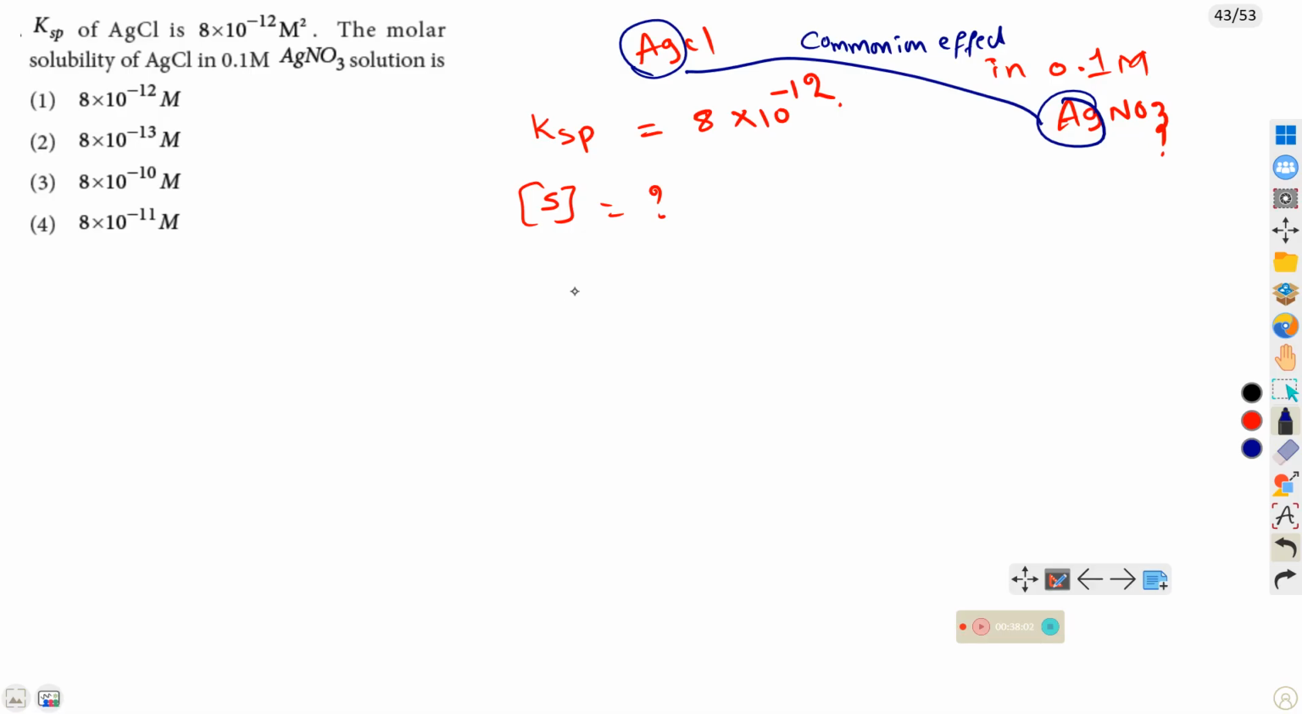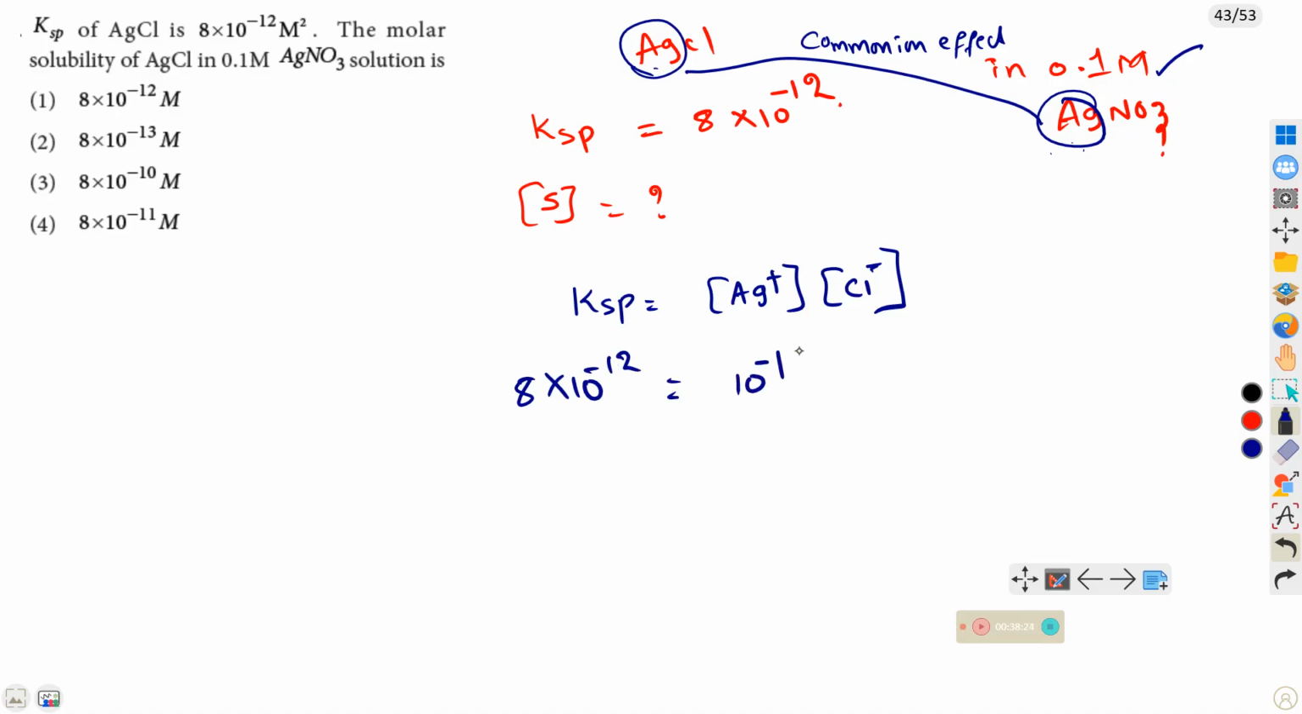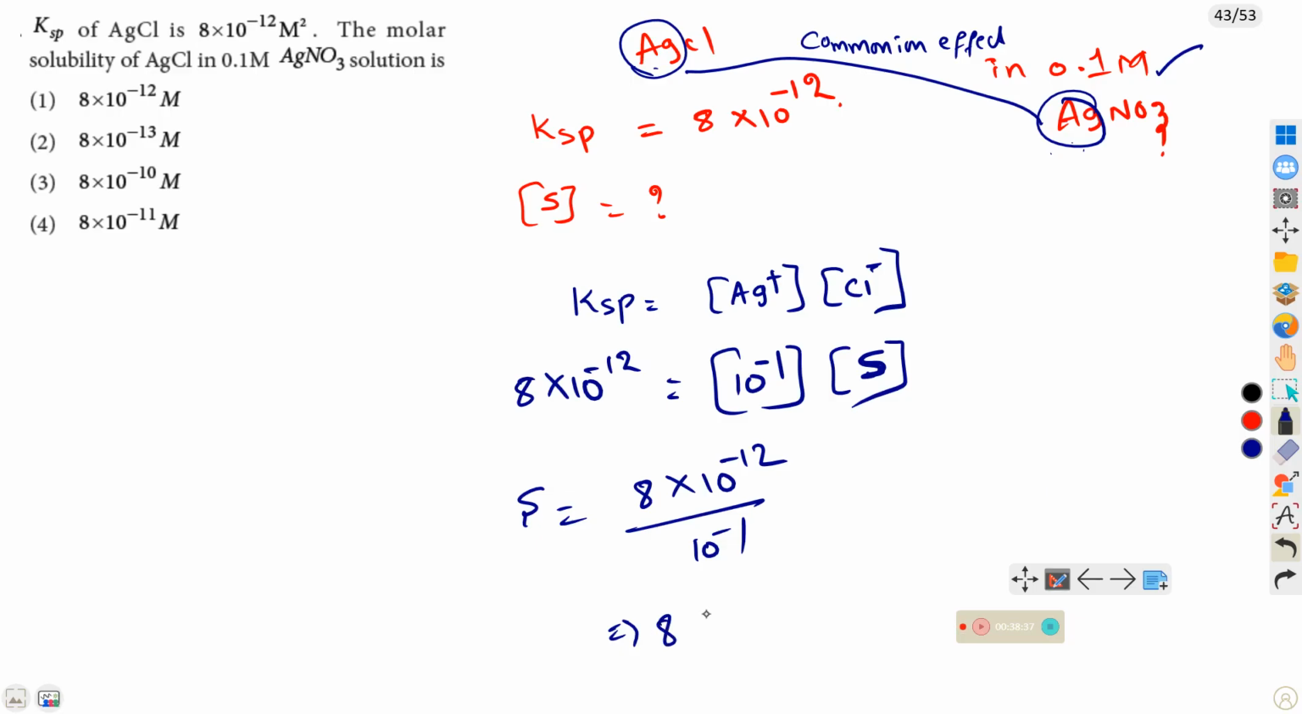So KSP is equal to Ag plus ion concentration into Cl minus ion concentration. According to common ion effect, Ag plus ion is common and its concentration is 0.1 molar. 8 into 10 power minus 12 is equal to 10 power minus 1, since 0.1 is also written as 10 power minus 1, into Cl minus, taken as S, the solubility. Then solubility is equal to 8 into 10 power minus 12 by 10 power minus 1. Then you will get 8 into 10 power minus 11 molar.